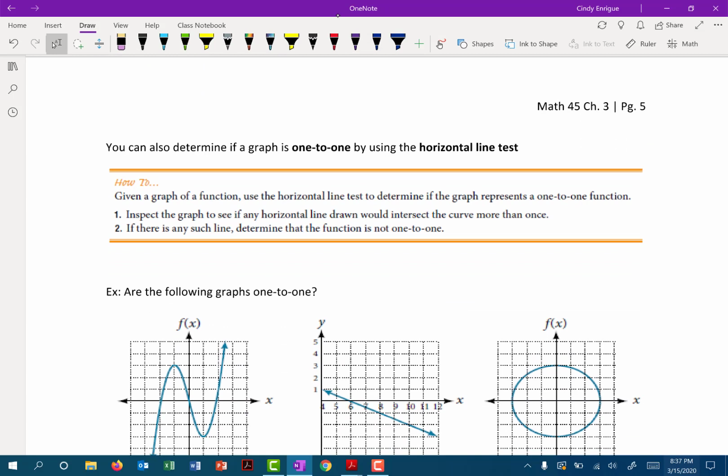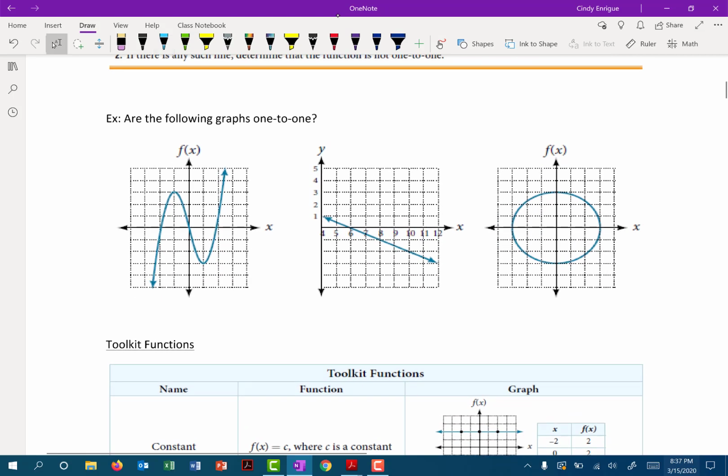We can also determine a one-to-one by using the horizontal line test. Remember, a horizontal line goes left to right, and I refer to this as the HLT, which is very similar to the vertical line test, which goes up and down, but this horizontal line test goes left to right. So, if I were to draw my horizontal line, I can see that this graph gets intersected by this horizontal line 3 times. Therefore, I can say that this is not one-to-one.